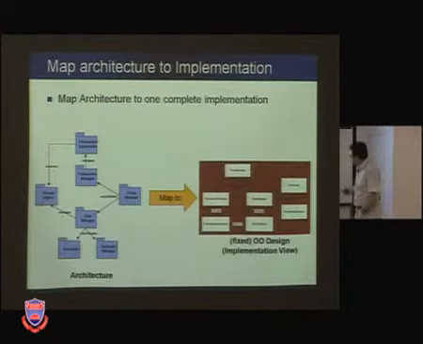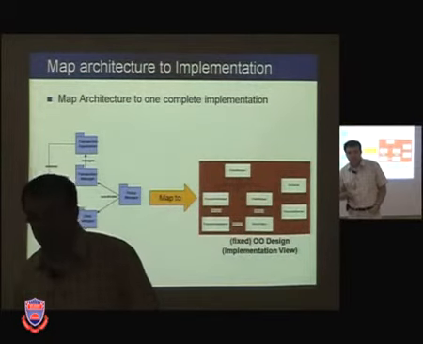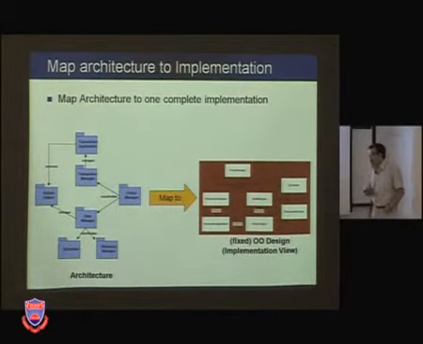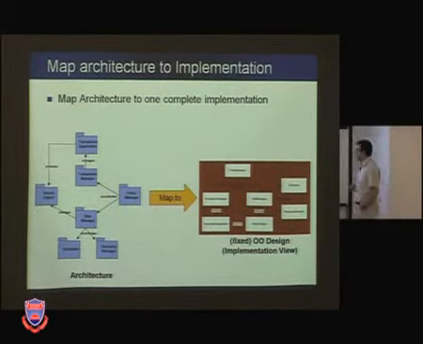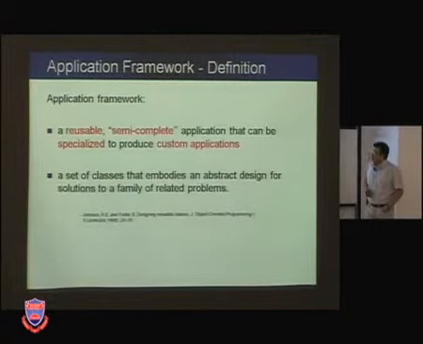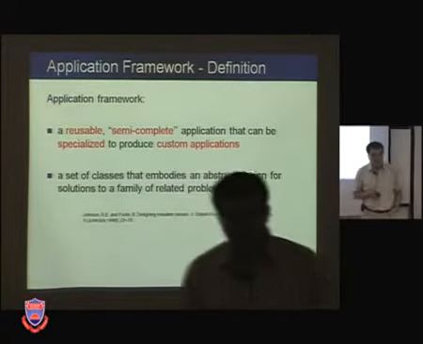Another alternative, we have seen that we could also look at different alternatives with respect to quality. The quality shapes your architecture, shapes your design. Based on what kind of quality we want, this will be different. A second alternative is to map the architecture to an application framework.